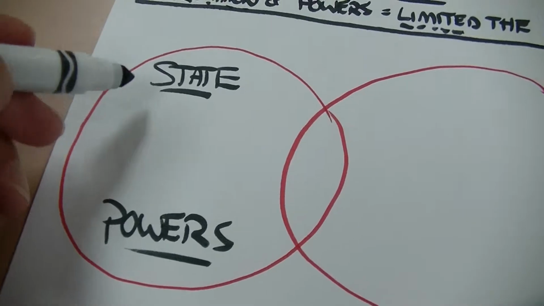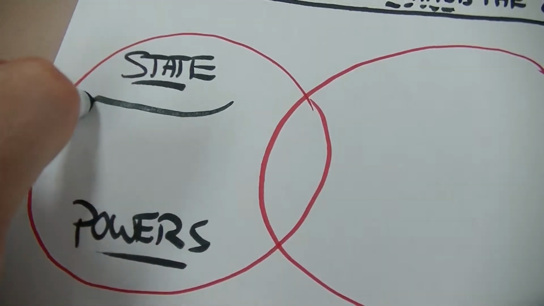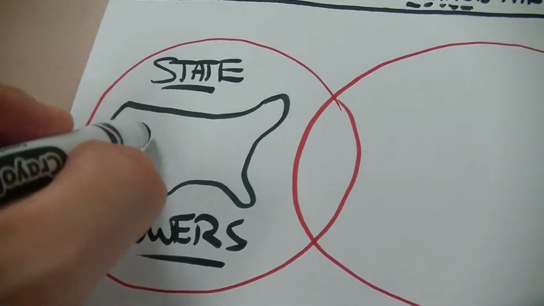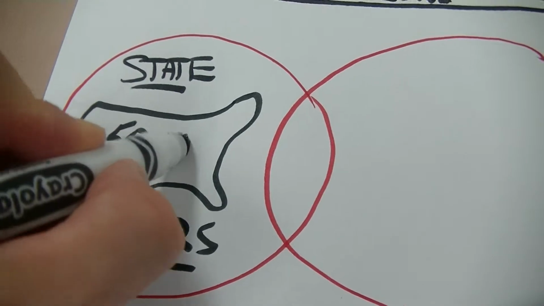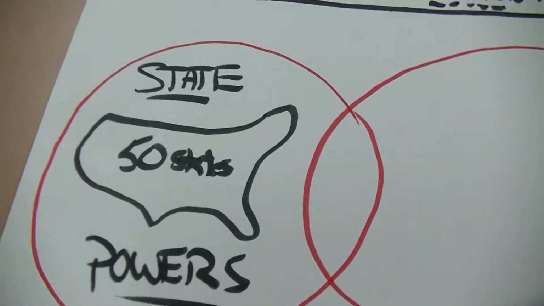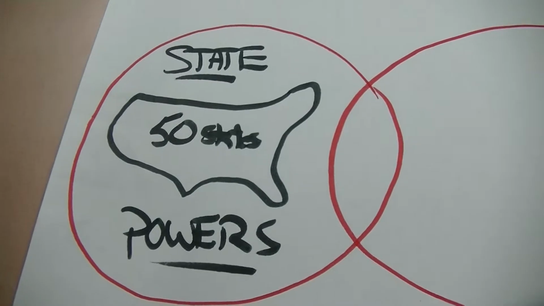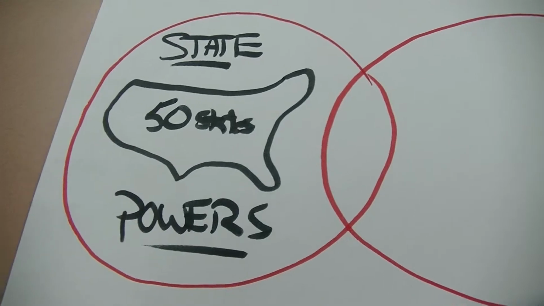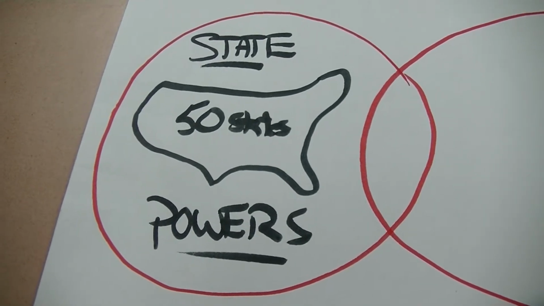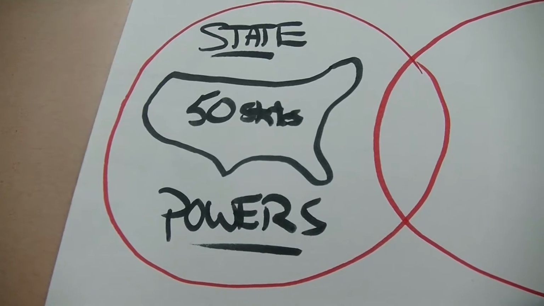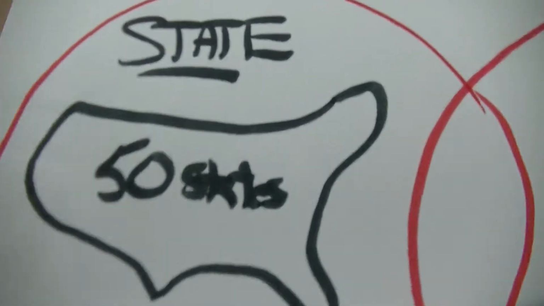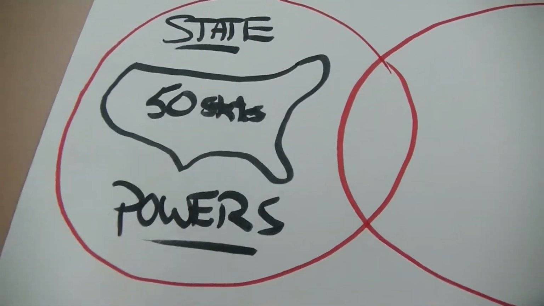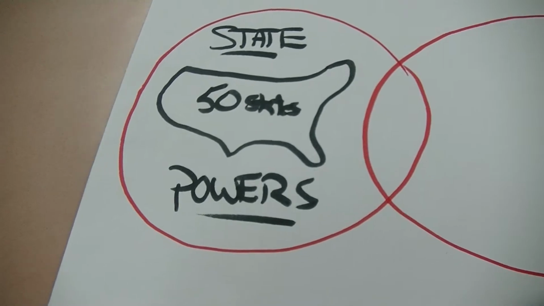Okay, these are the 50 states. So I'm going to draw our whole country here. Let's see if I can draw the whole country. There you go. Our state powers are 50 states. They all have their own government. Each and every state has its own constitution. So in America, guess how many constitutions there are? There are 51 state constitutions and the federal government's constitution. 51 constitutions, excuse me.